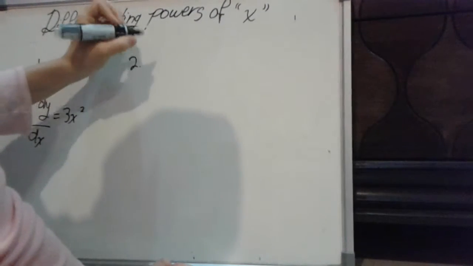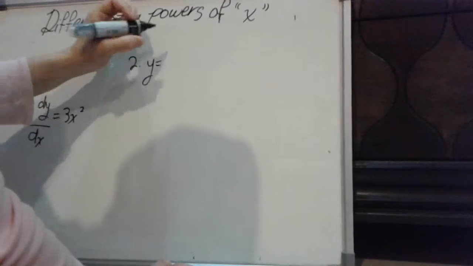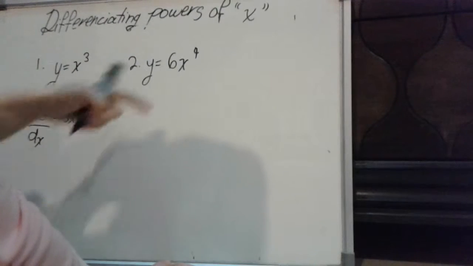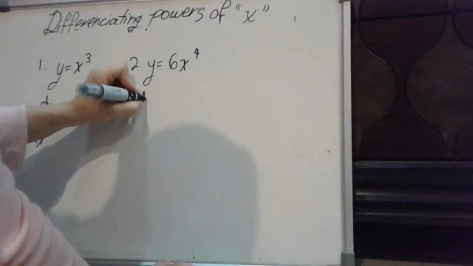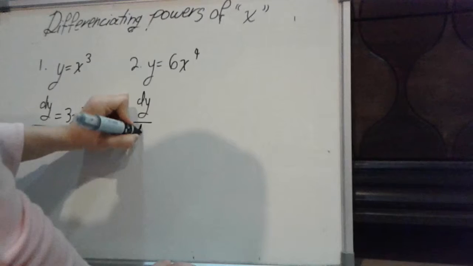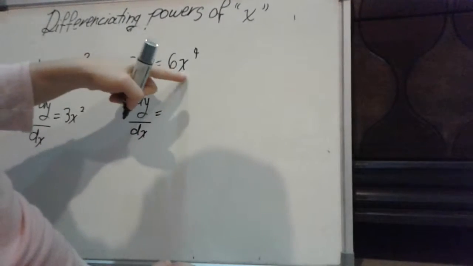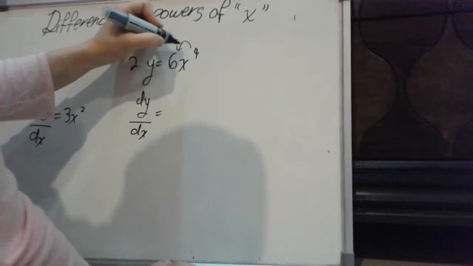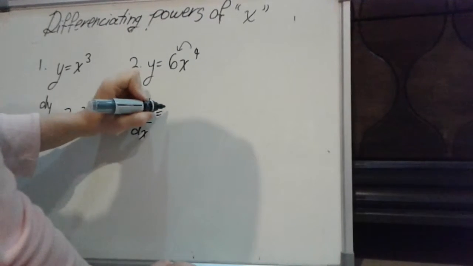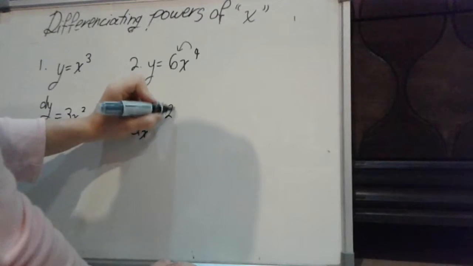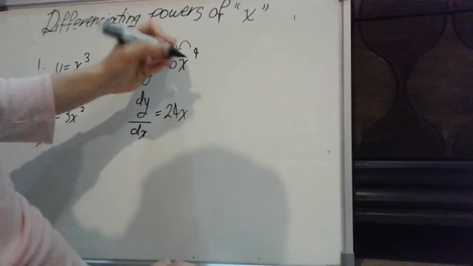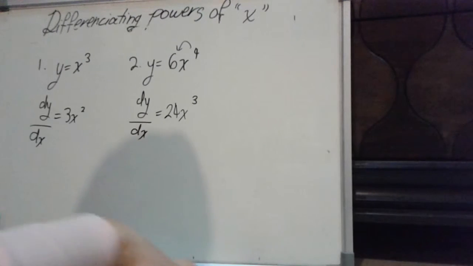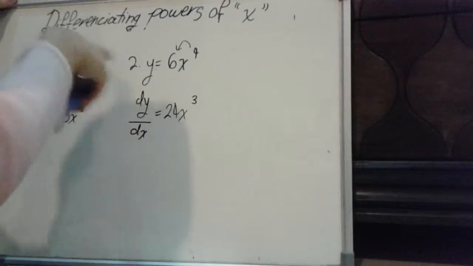If you have 6x to the power of 4, with a number in front, of course it will multiply when the power comes down. So 4 comes down and multiplies by 6, which equals 24x, and the 4 minus 1 becomes 3. So this is your answer, if you have a normal power.